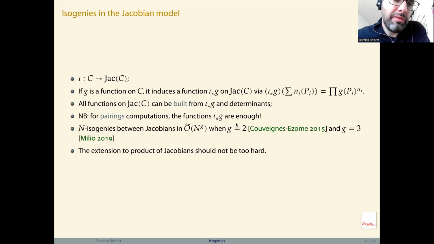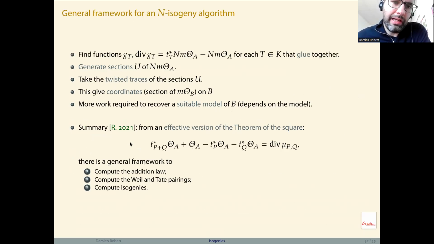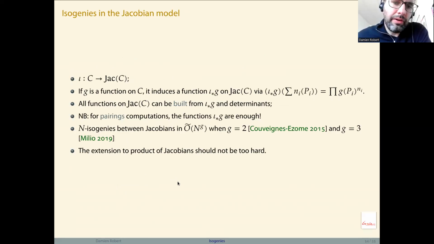So they are not quite enough for isogenies, but they are enough for pairing. So that's the nice thing about pairings for Jacobians. We can work with curve only. And so, as I said, in the Jacobian model, the general framework I showed here has been used by Leuven to compute isogeny between Jacobians.